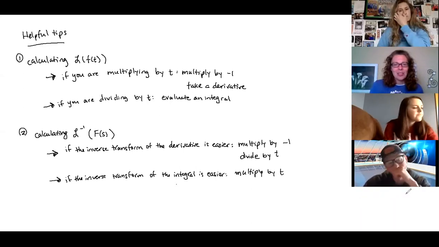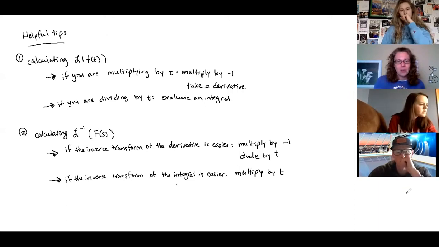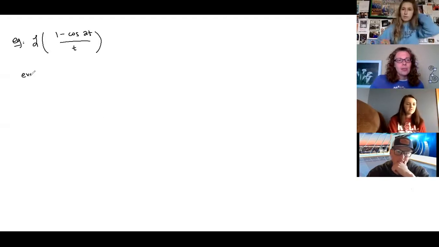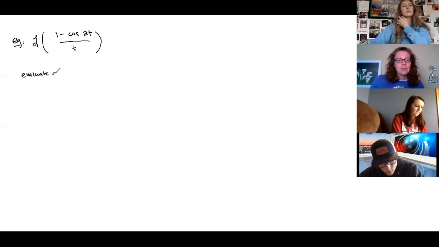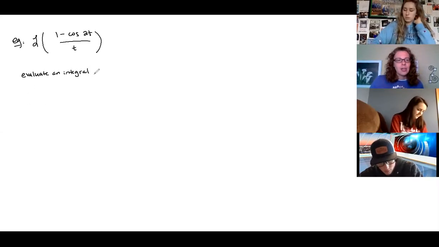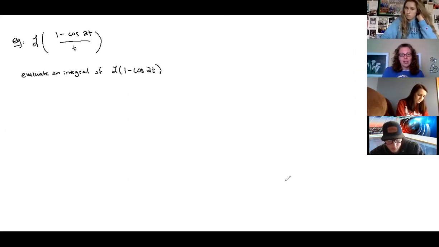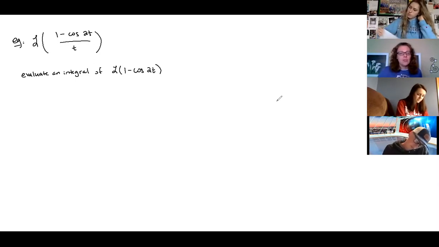And that means we need to evaluate an integral. So the question is, what do I have to evaluate the integral of? I need the integral of the Laplace transform of 1 minus cosine of 2t, the part without the t that I am dividing by. So let's figure out what that Laplace transform is.